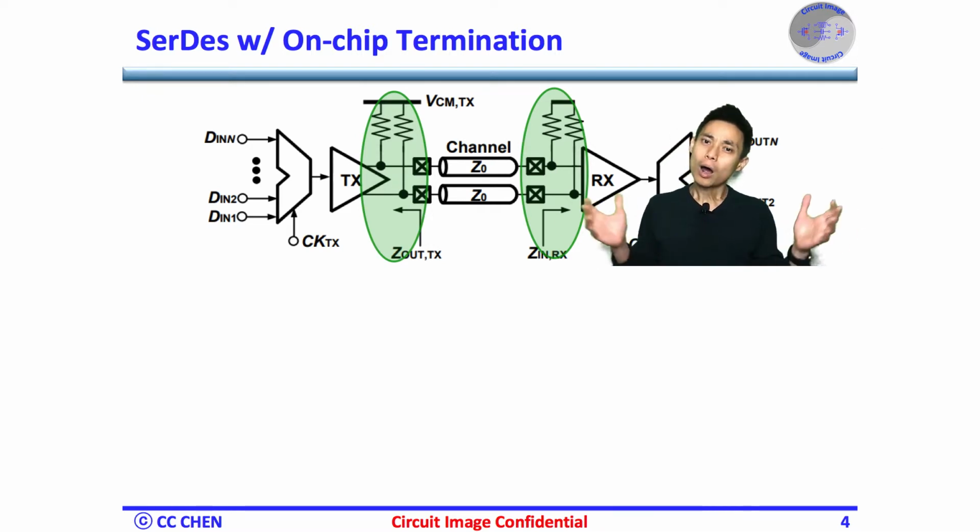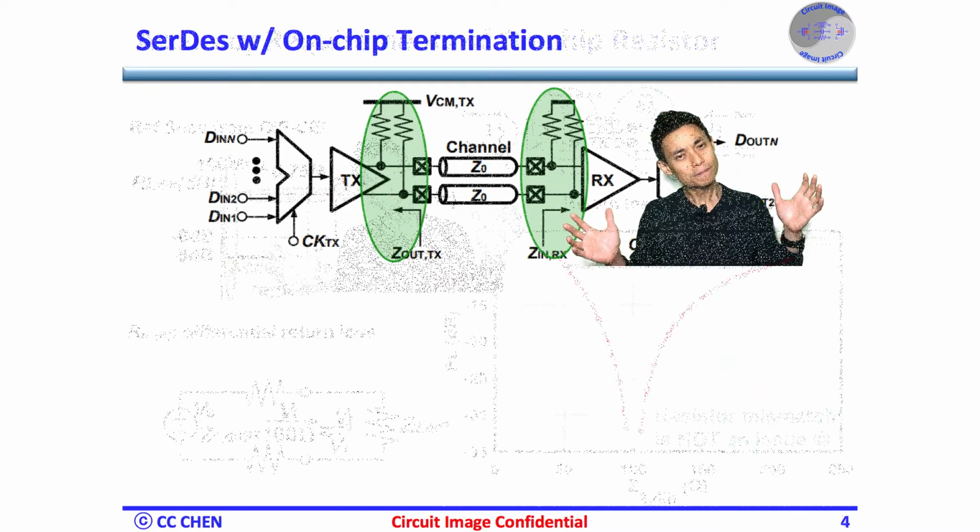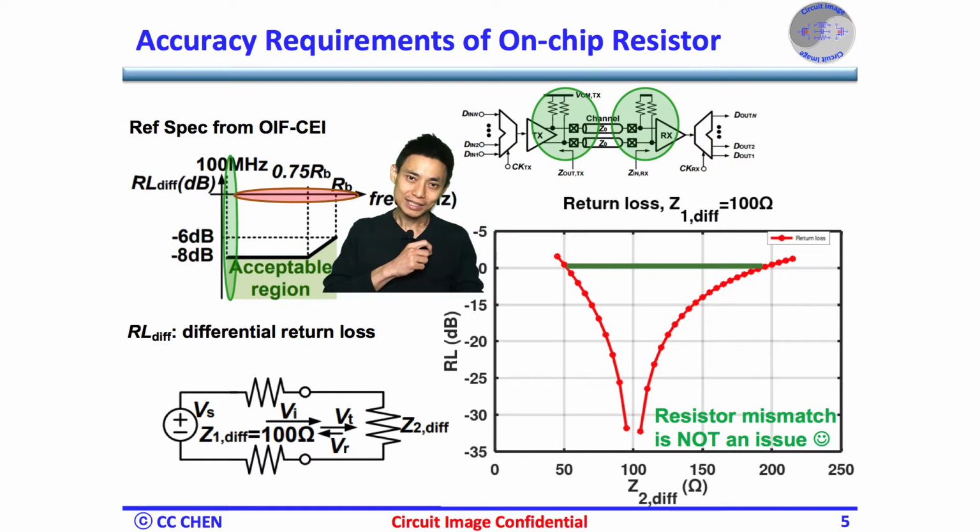But how do we know if the added resistive termination is good enough? Fortunately, the standard will specify the return loss specification to make sure of a compatible link, and that will provide a guideline for the electronics ecosystem supply chain. Let's take the return loss specification from the OIF CEI. For example, the differential return loss must be less than -8 dB at 100 MHz.